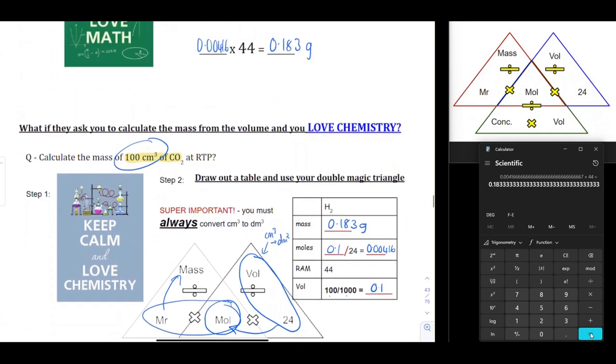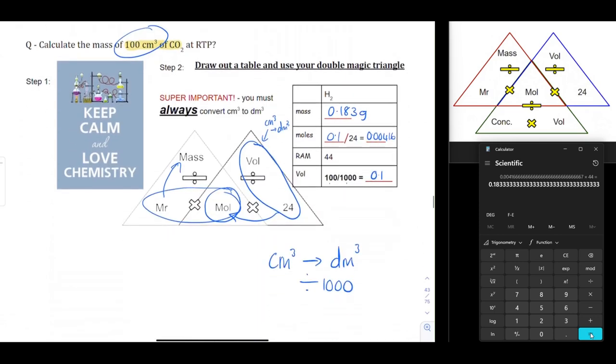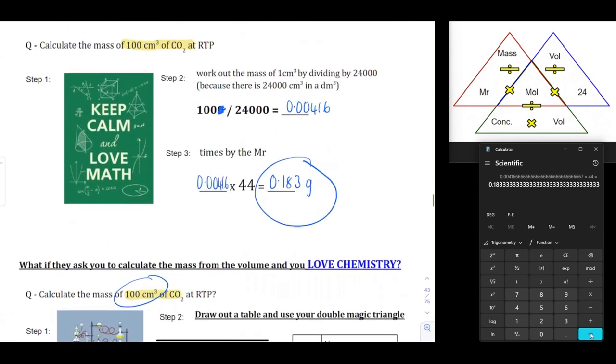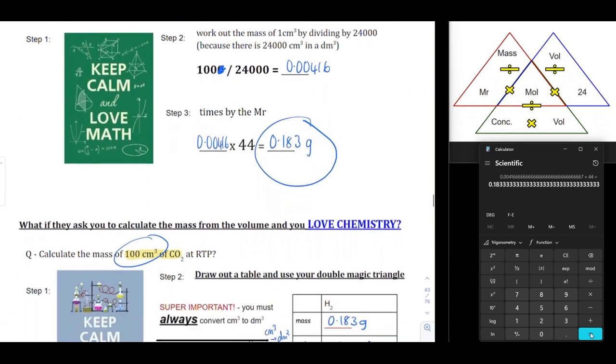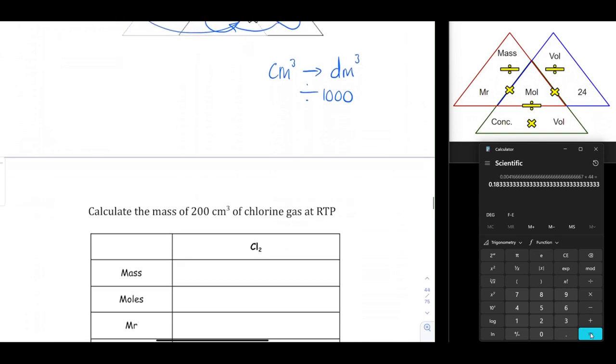grams, which is exactly the same as I got in my mathsy way. It's just that that's a lot simpler. Well, it's a lot simpler in my head. You may find that that's a lot simpler for you. And if that's the case, do it that way. There's no right or wrong way. There's just an easy way for your brain.